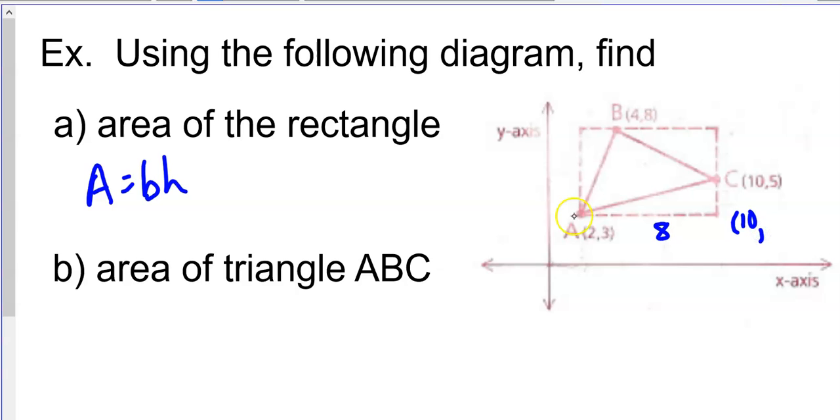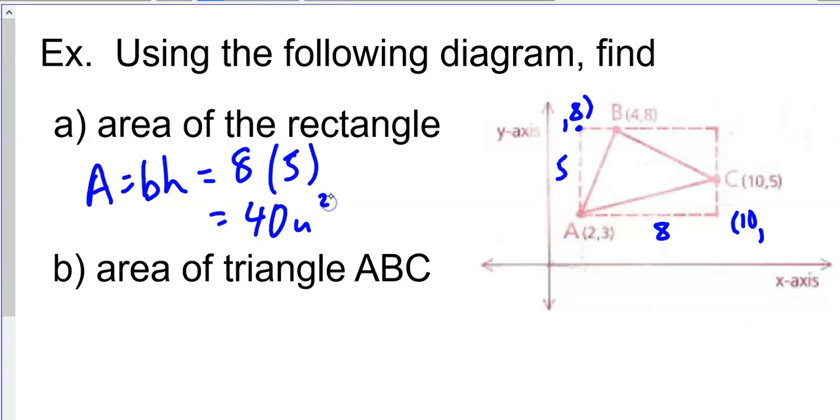Okay, so now if I'm going this direction, I know I have a y value of 3, and this has to be at 8 for my y value, so that would be 5 right there. Okay, so we can actually fill in these ordered pairs. So in this case here, to find the area of our rectangle, we would get that to be 40 units squared.